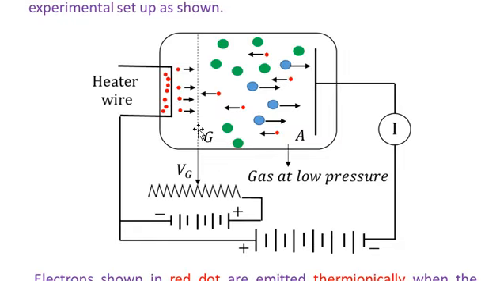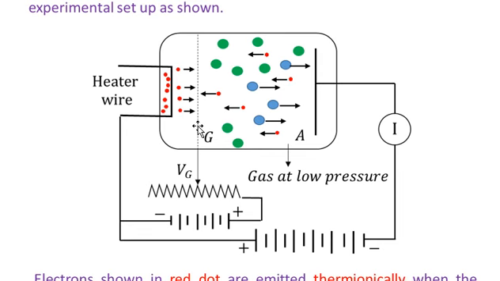The second component is the grid. This is the grid G shown in the dotted line. It is like a mesh. This grid is connected, you see, with the positive terminal of this supply. So there is an attractive potential between the cathode plate and the grid G. That is, the electrons are accelerated towards the positive grid G. So the electrons will move as shown by these arrows just in front of the cathode. These electrons are accelerated towards the grid G.